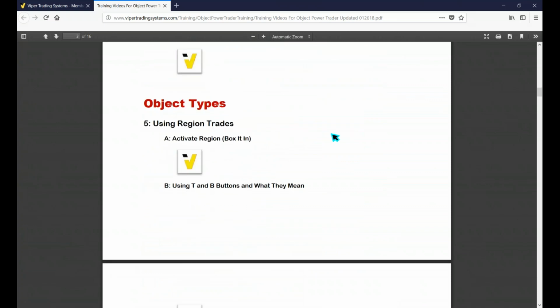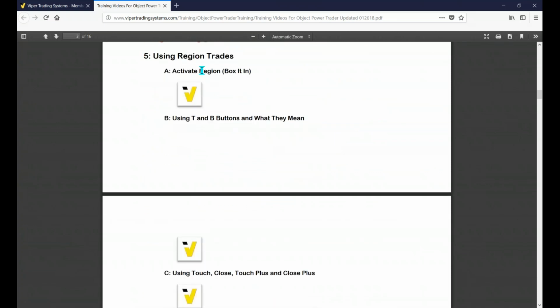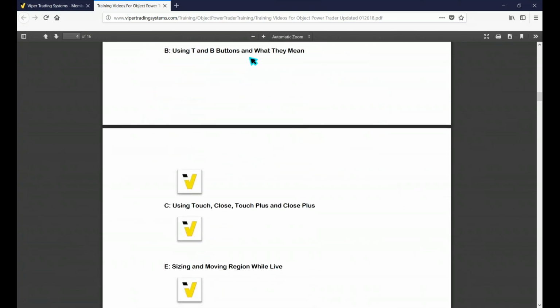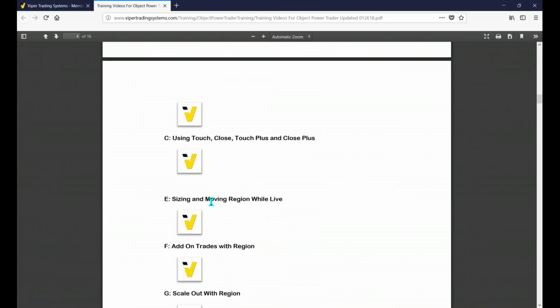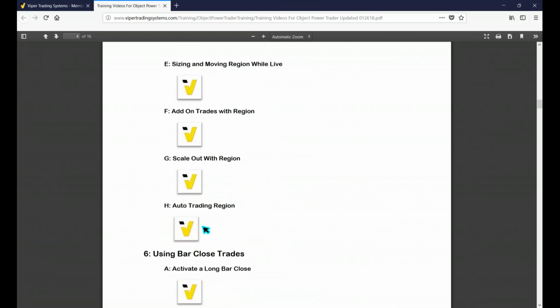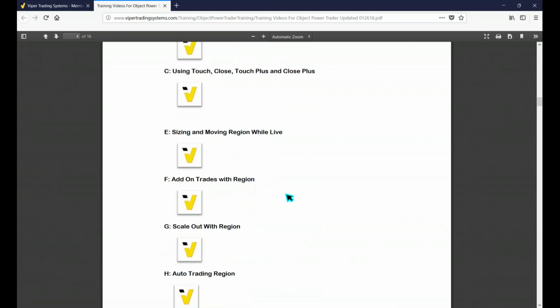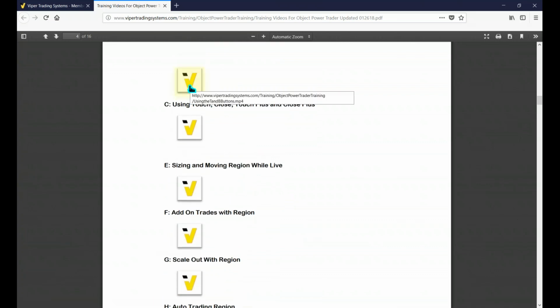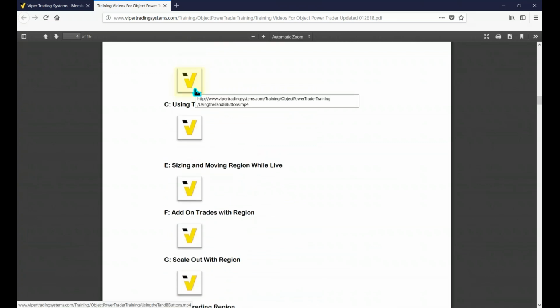But the trade that I'm talking about right now is just simply here. Activate a region, use your T and B buttons and what they mean. I use touch instead of close. I sized the region while it was live. And I haven't added on at all yet, but I can also add on, scale out, and even auto trade it. So these are just little videos on that. You just simply highlight them, a little link comes up, and you just simply click it. And there's videos on every part about trading using ObjectTrader.